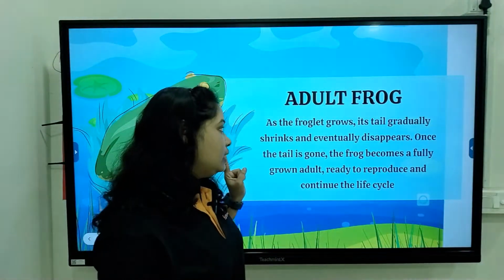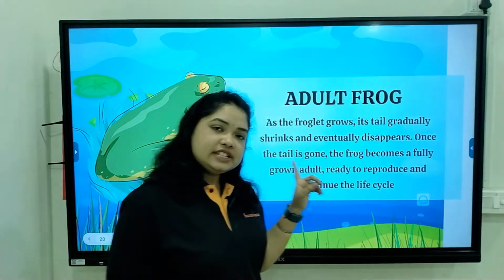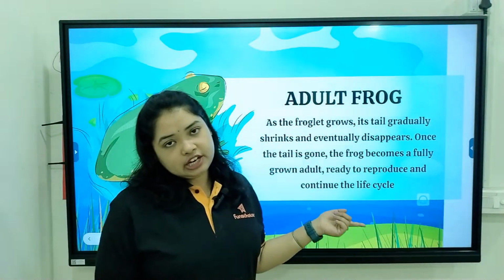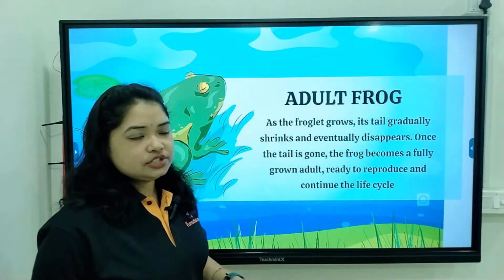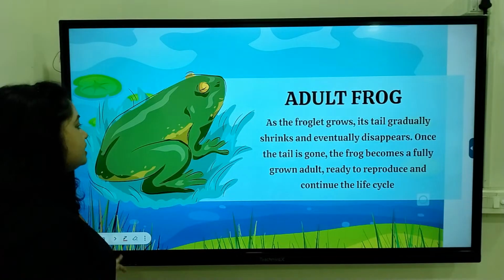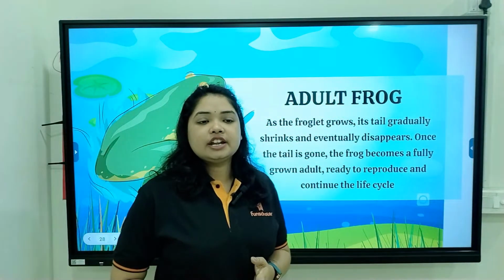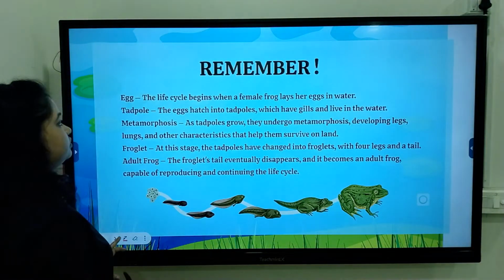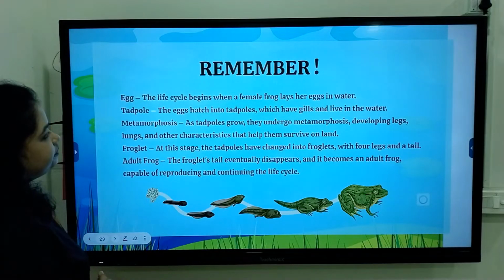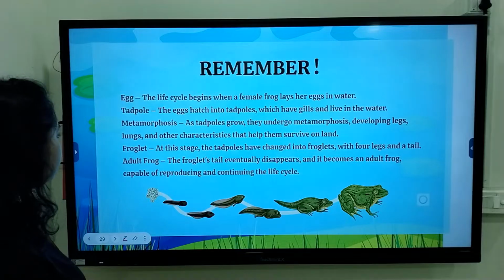Right? So it will again mate with the female frog, or if it is a female frog, it will mate with the male frog, produce eggs, and then again the stages will be repeated. So these are the four simple stages in the life cycle of a frog, starting from the egg and ending in the adult frog. So these are some of the key things to remember.